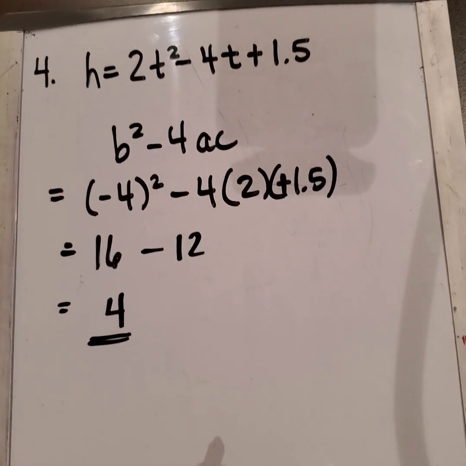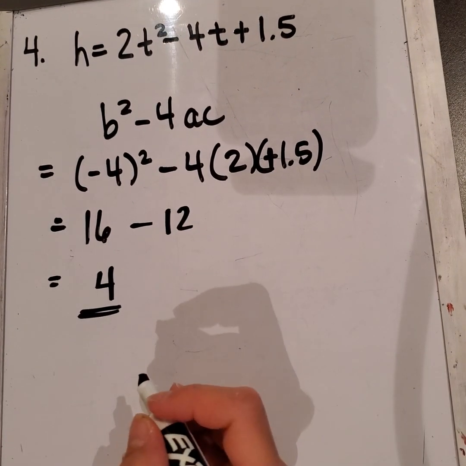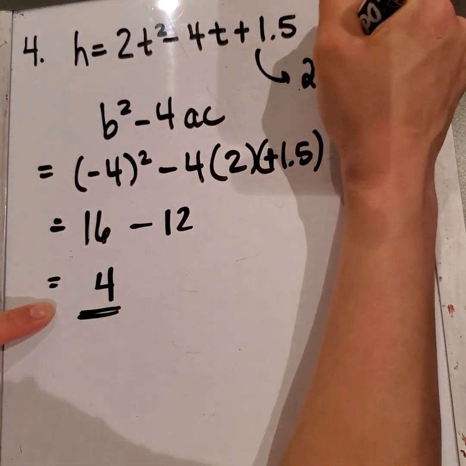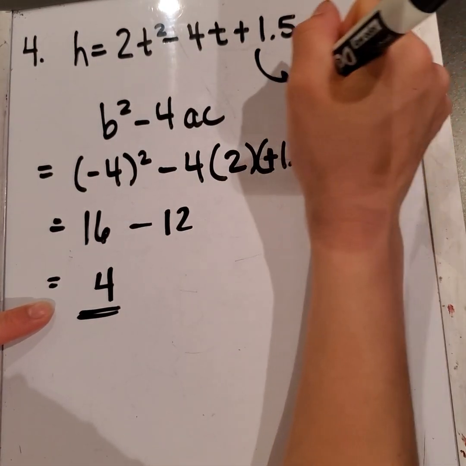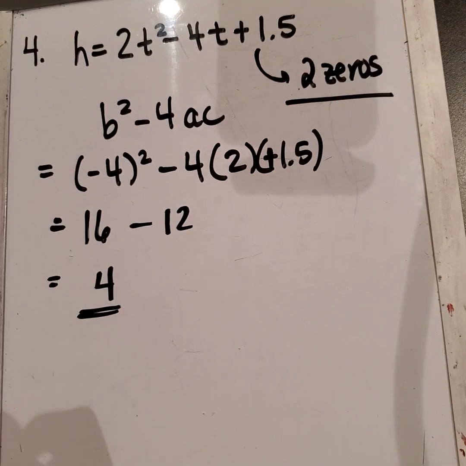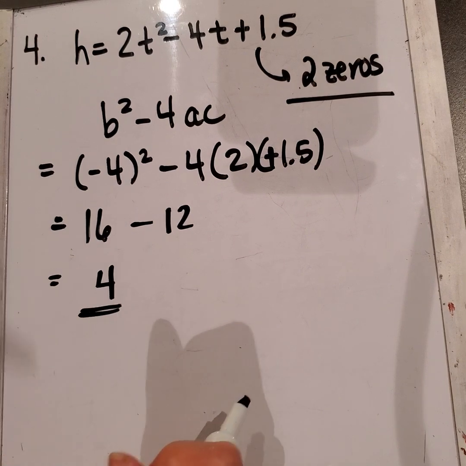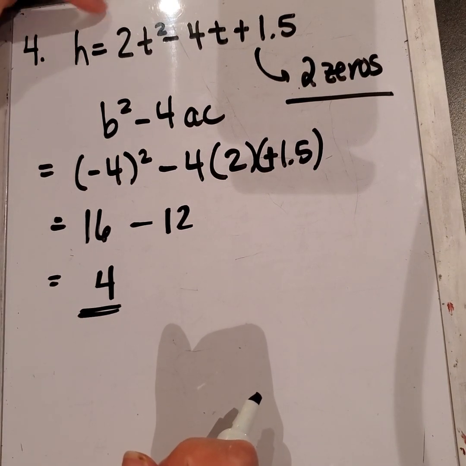Okay, so I crunched some numbers. I found the discriminant. So I know that this has 2 zeros. And I know that because the discriminant is a positive number. Okay, I don't care what the zeros are. I'm just interested in how many exist. So this quadratic relation has 2 zeros.